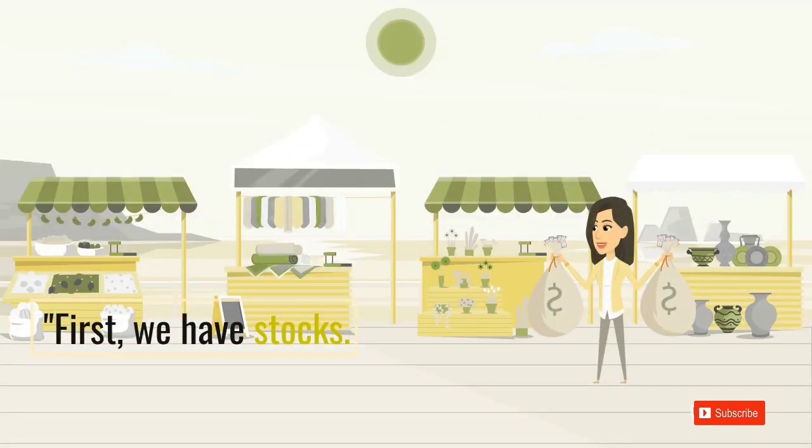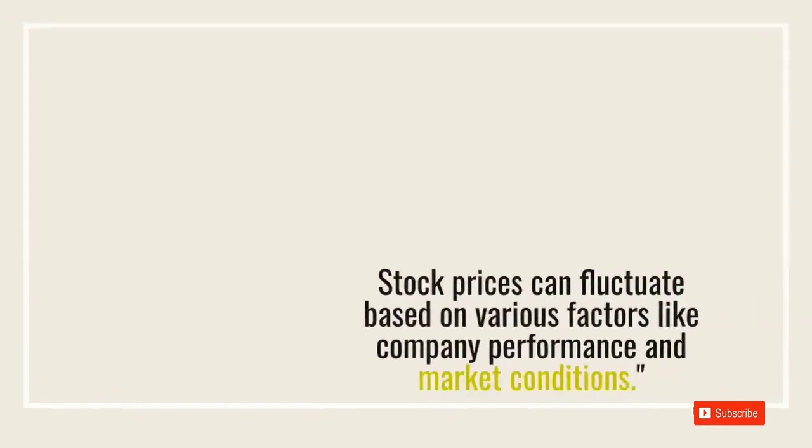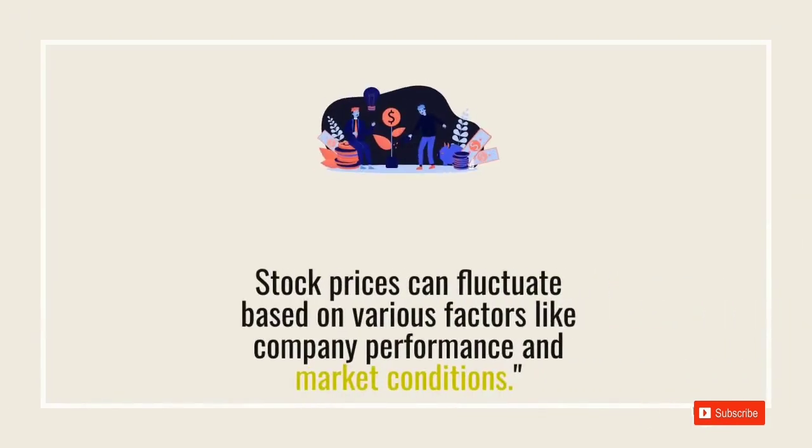First, we have stocks. Stocks represent ownership in a company, and when you buy a stock, you become a shareholder. Stock prices can fluctuate based on various factors like company performance and market conditions.